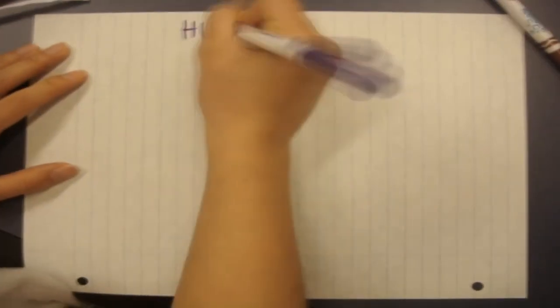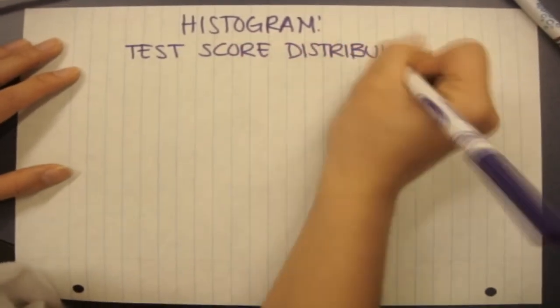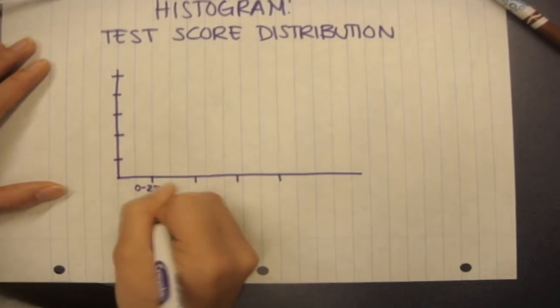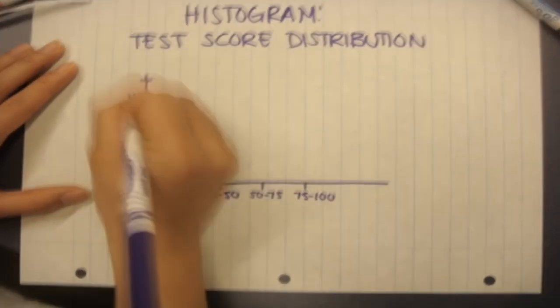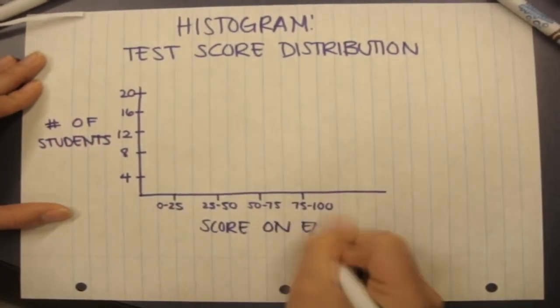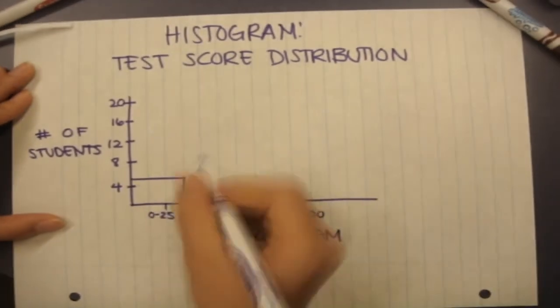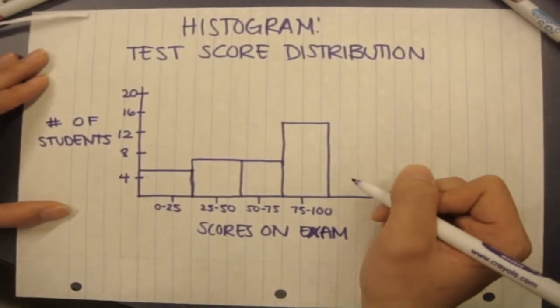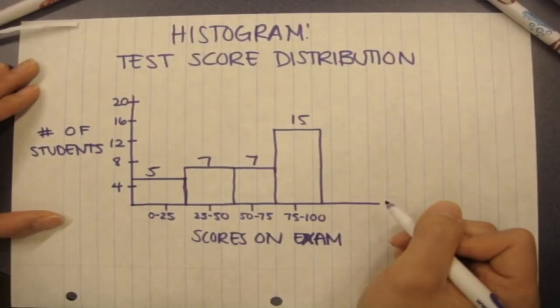Histogram. Histograms, useful for large data sets involving quantitative variables, show counts or percents falling either at certain values or below certain values. In this histogram, it shows the test score distribution of a class. The x-axis is the scores on the exam, and the y-axis is the frequency of students.